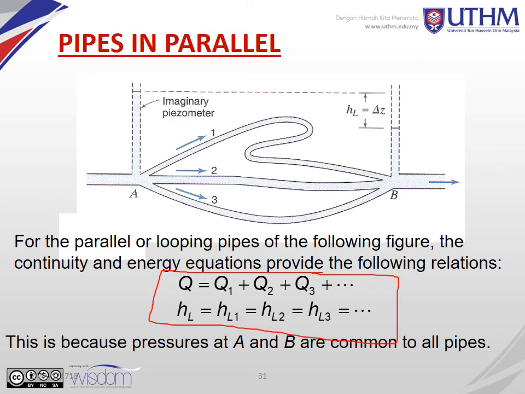But this equation is for pipes in parallel. This is because pressure at A and B are common to all pipes, so HL is equal for all pipes: HL1 is equal to HL2, HL3. Total Q is just Q1 plus Q2 and Q3, plus all of them.